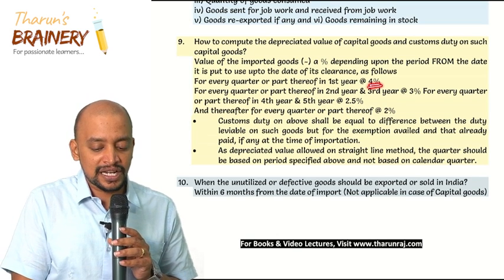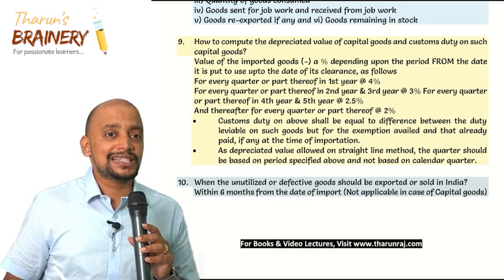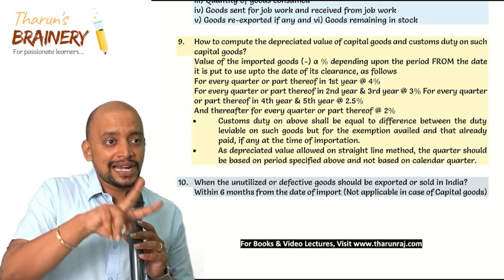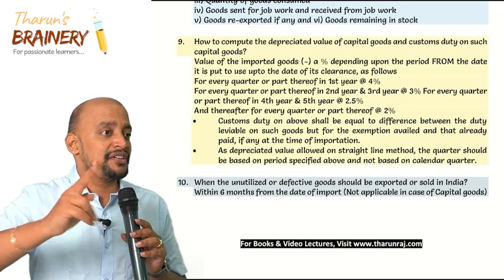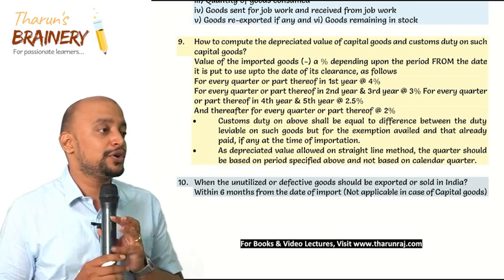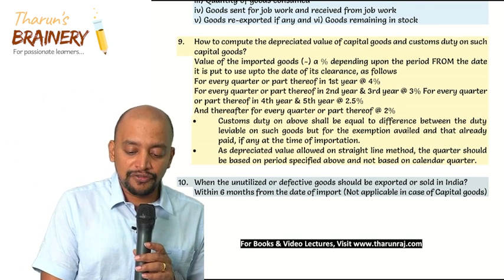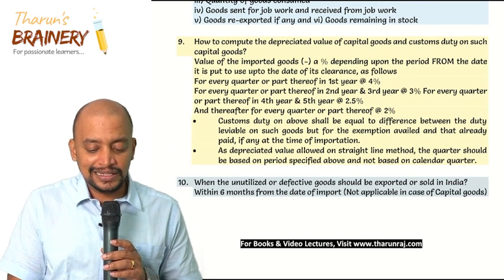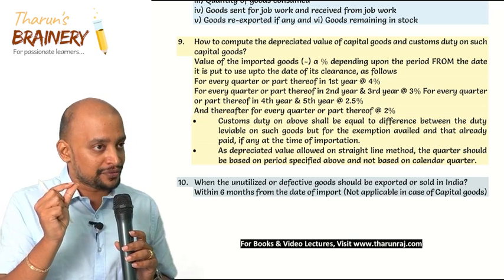When is it 4% for every quarter or part thereof? In the first year. Then the second slab is 3, in the second year and third year, then the fourth year and fifth year. Thereafter every year it will be 2%. You understood or not? So this is how you need to do the depreciation. Value of imported goods minus this percentage, and you will get the depreciated value of the goods.